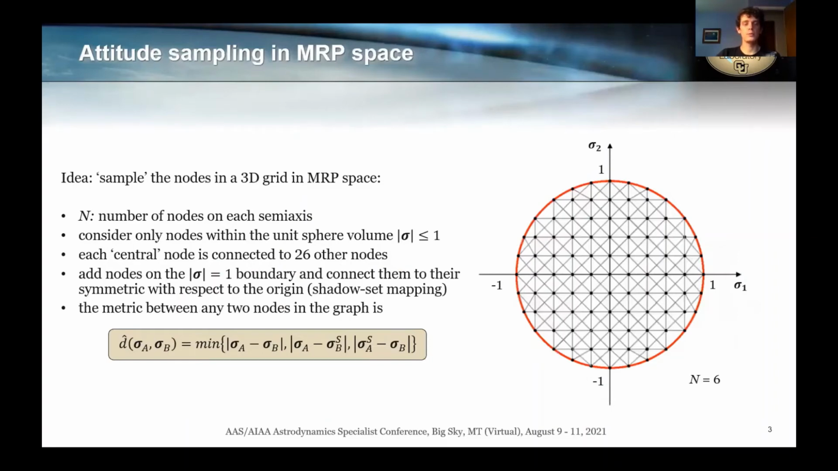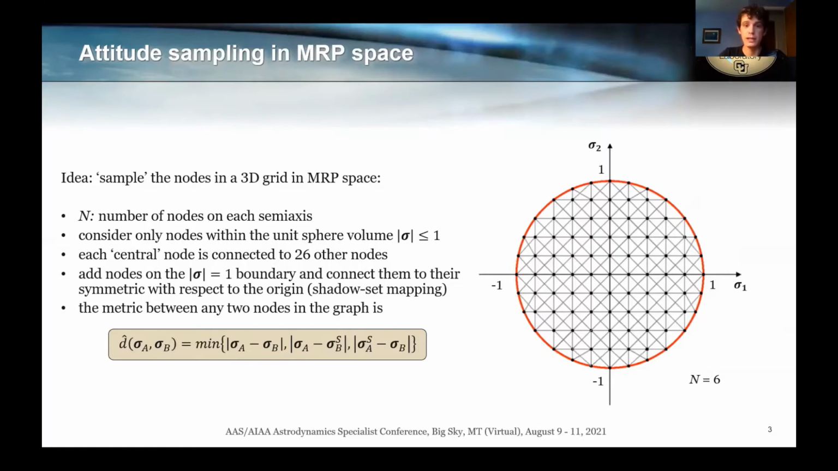So the solution that I'm going to be providing to this problem is based on the idea of sampling the attitude space with a three-dimensional grid in MRP space. The strength of using MRPs for this implementation is that a unit sphere centered in the origin is enough to represent the entire set of attitudes that can be assumed by the spacecraft without loss of generality.